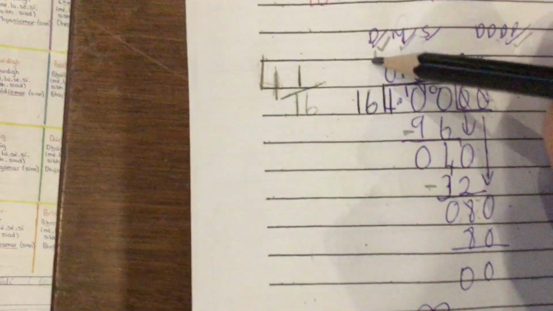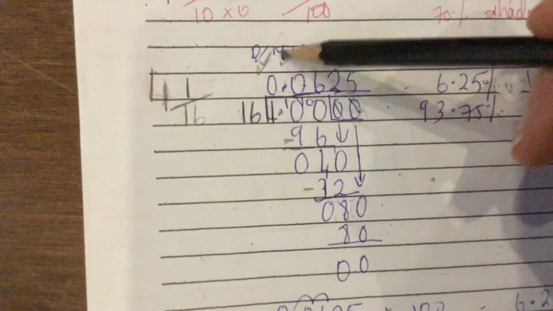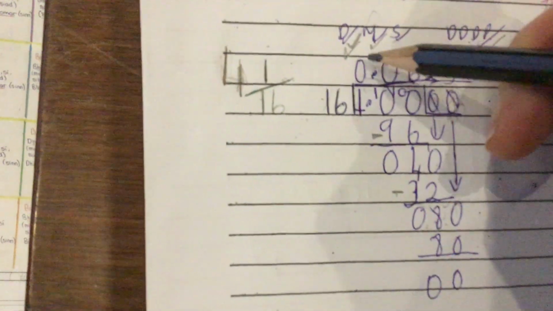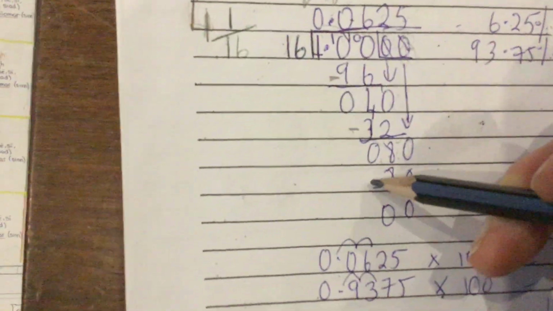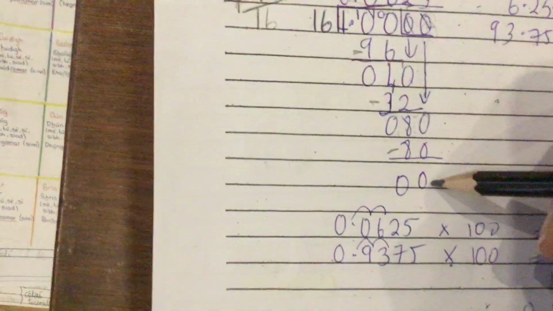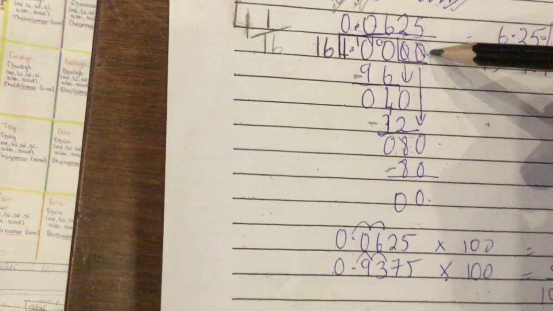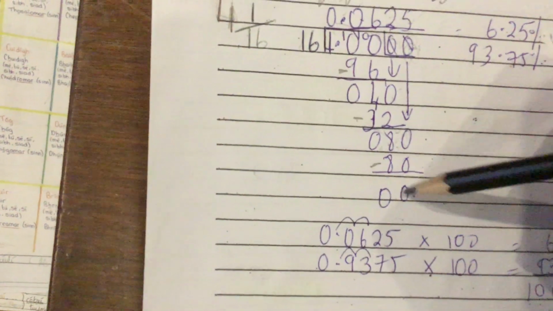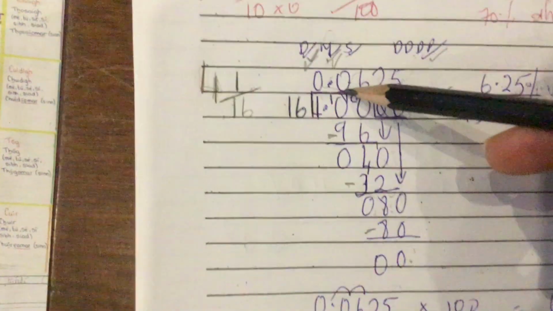Done. What's next? Multiply it back out. 80. Done. Subtract 80 from 80, 0. I have nothing left here, so do I need to add another 0 to bring it down? No, because I am finished. There is no remainder, therefore my sum is finished.